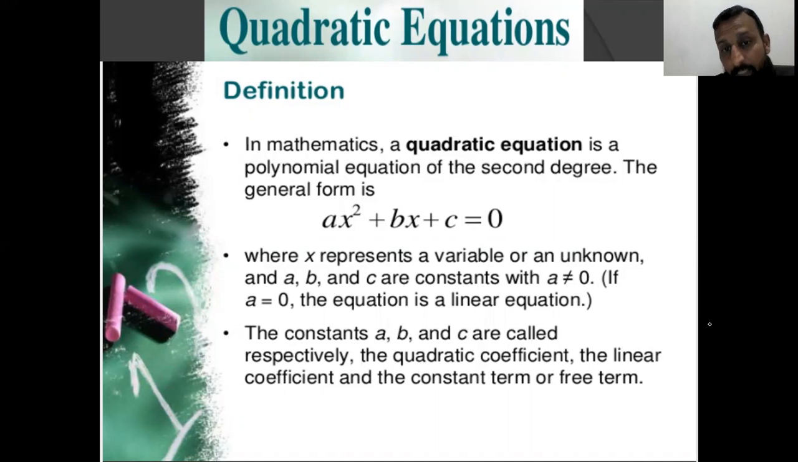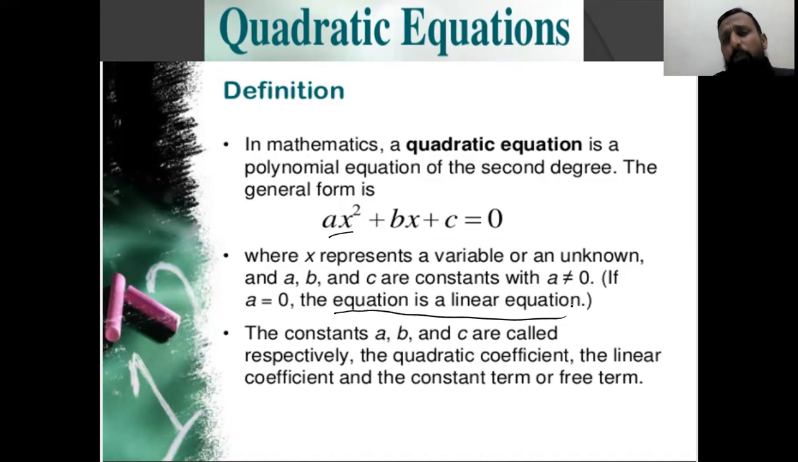Or in other cases, you may have a product of two variables x and y. At this initial level you won't be having the product of two different variables x and y. You will be having the x squared case. Here x represents a variable or an unknown, and a, b, and c are constants with a not equal to 0. If a is equal to 0, the equation is a linear equation.